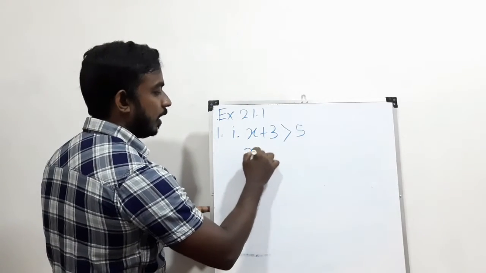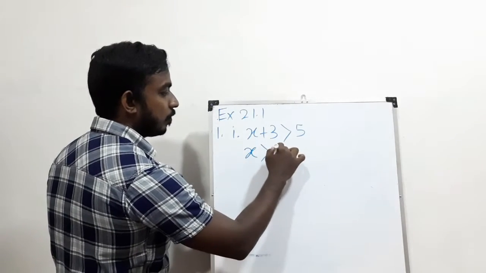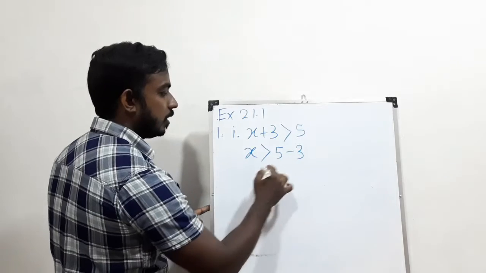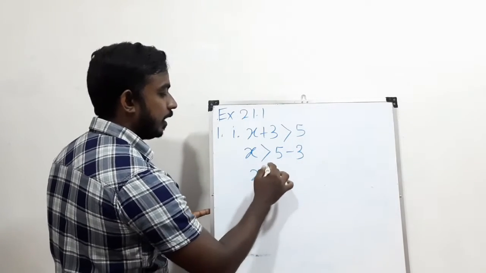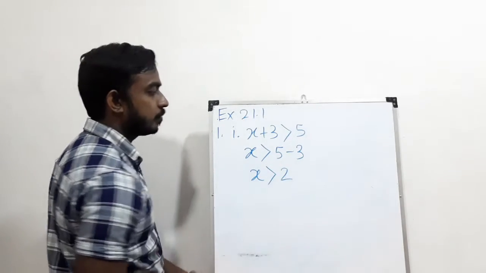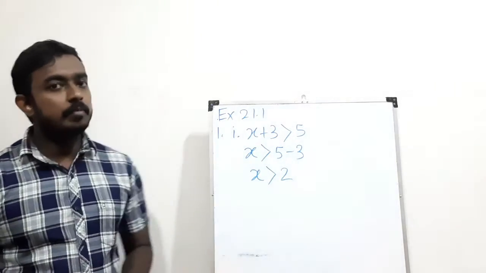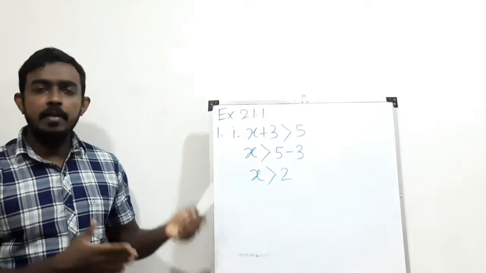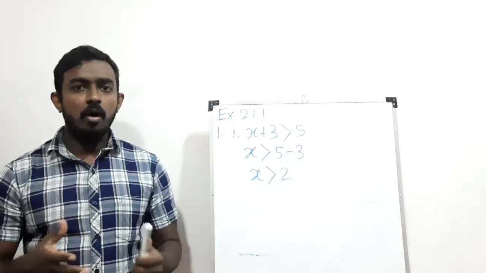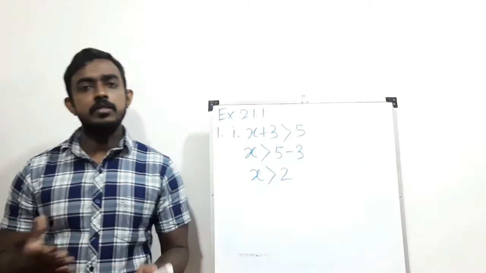Then it will be x is greater than 5 minus 3. Then it will be x is greater than 2. So as you can see, my dear children, it is same as equation. Now how to write the set of integral solution?